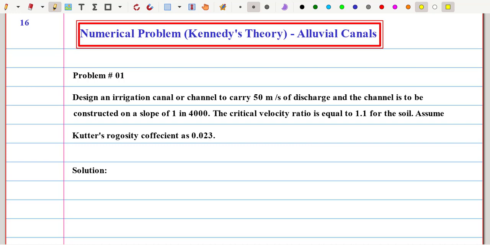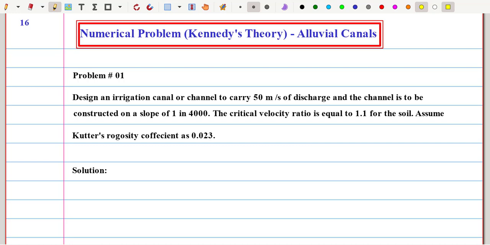Got it? So now the final step is that we need to compare the values of V and V naught, right? We have two conditions. If V is equal to V naught, then our assumed depth is okay, it's fine.